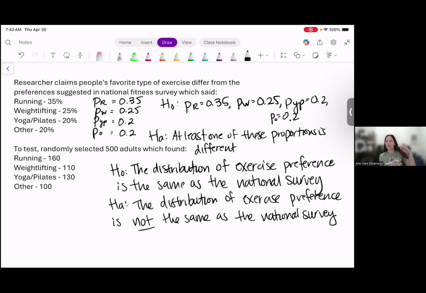Just like with previous hypothesis tests, our null hypothesis is always a statement of equality. And so we're saying it is the same. And then the alternative is that it is not the same. So that's how we set up our null hypotheses and our alternative.